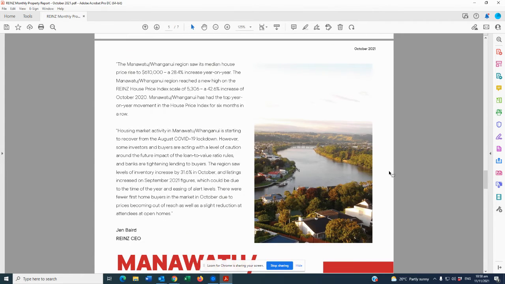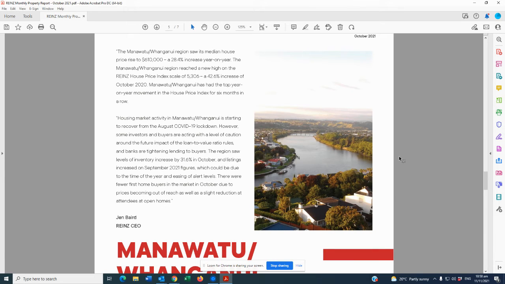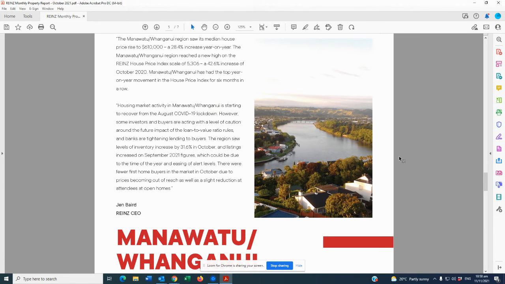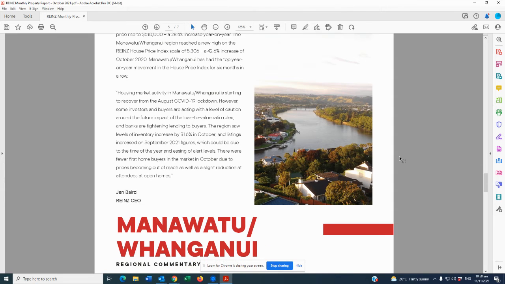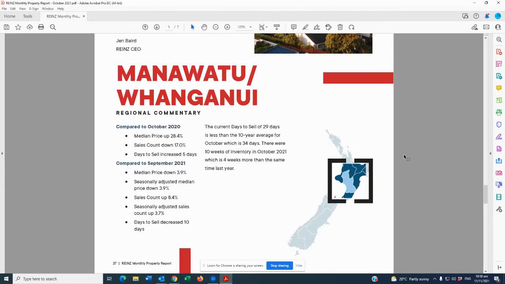So what's been happening locally, according to Jen Beard, the CEO of the Real Estate Institute of New Zealand, she talks about that 28.4% increase. She says that the marketing and market activity is starting to recover from the August lockdown. Some investors and buyers are acting with a level of caution around the future impact of the loan to value rules, and banks are tightening lending to buyers. So the increase of inventory was up 31% in October as people are selling properties.